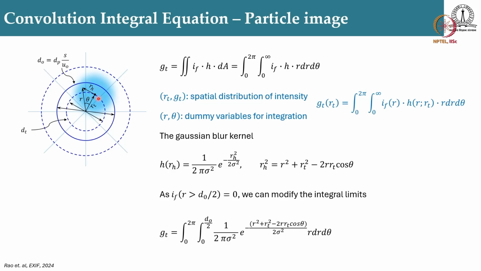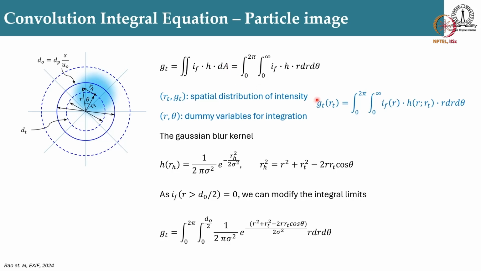But to do that, it becomes very tedious. So what we do is we convert everything in terms of r and theta and use them as dummy variables for integration. It may sound slightly complicated, but to put it in simple terms, r and theta are the dummy variables of integration and they will go away. And r versus g(r_t) will give you the spatial distribution of intensity, where r_t is your spatial radius and g(r_t) is the intensity at that radial location. Because of axis symmetry, there is no theta dependence here.